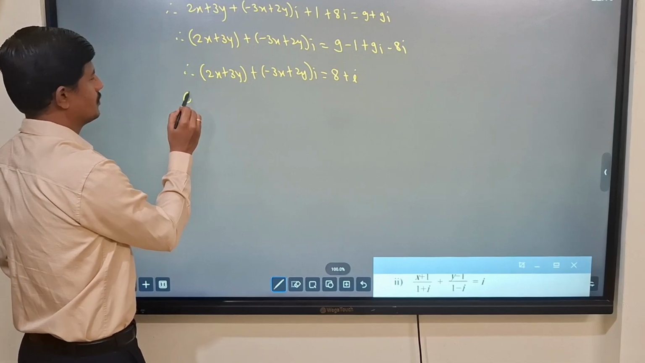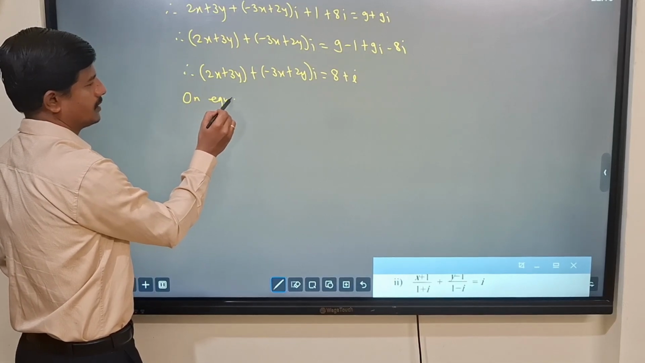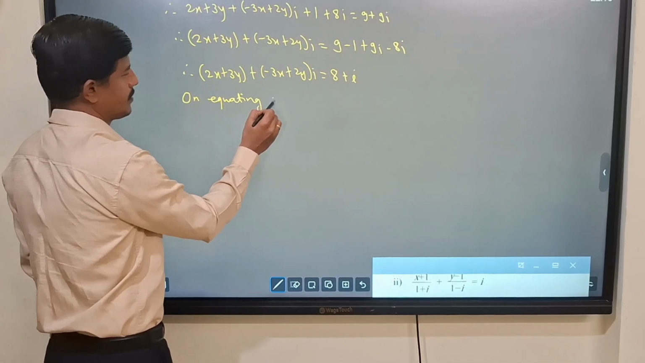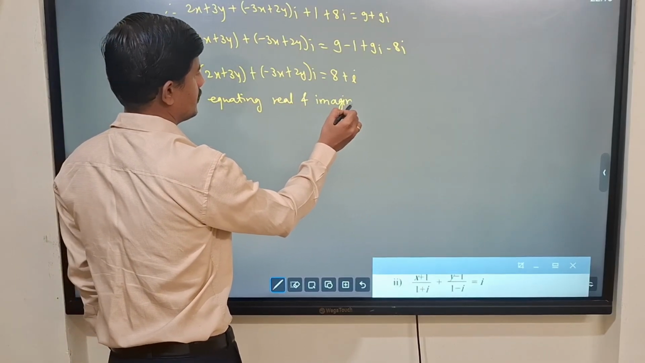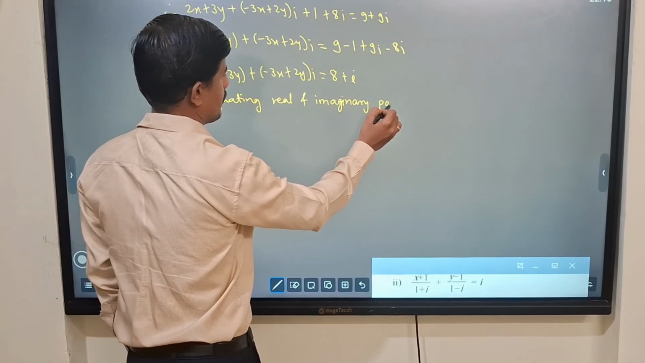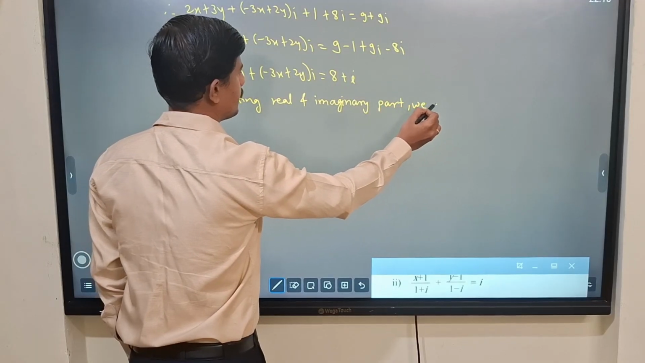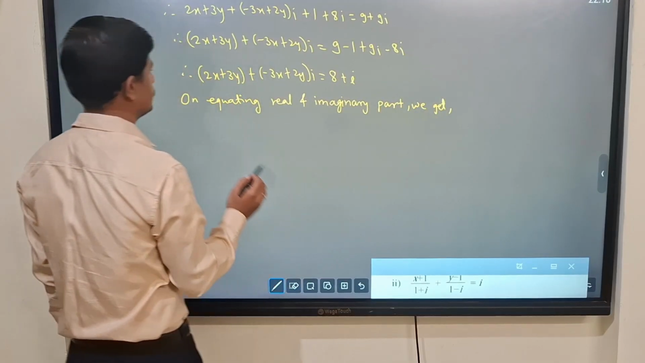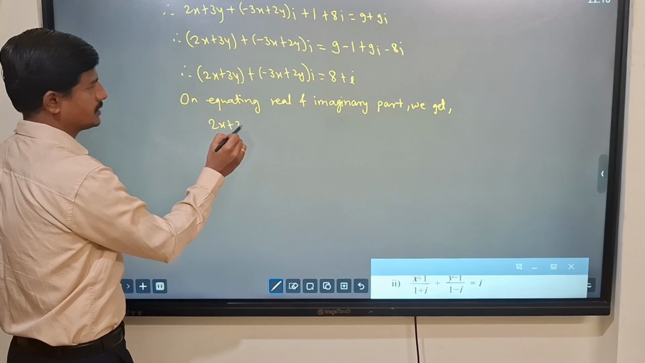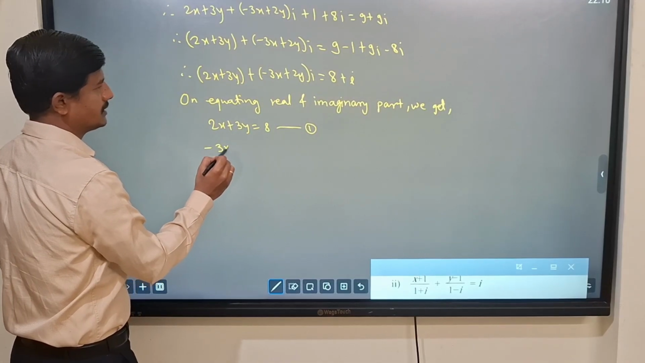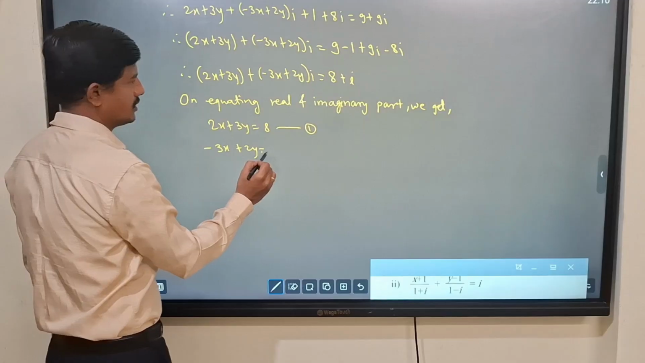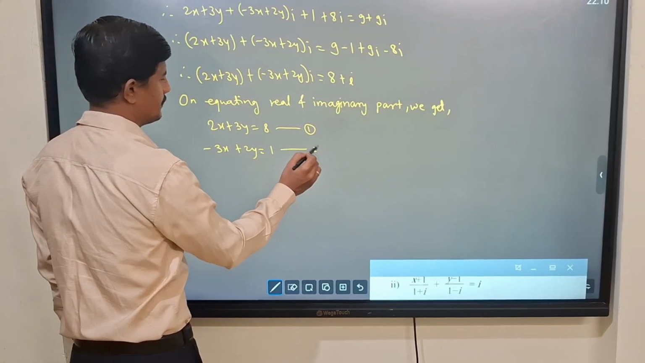Okay. On equating real and imaginary part, we get 2x plus 3y is 8, equation 1, and minus 3x plus 2y equal to 1, equation 2.